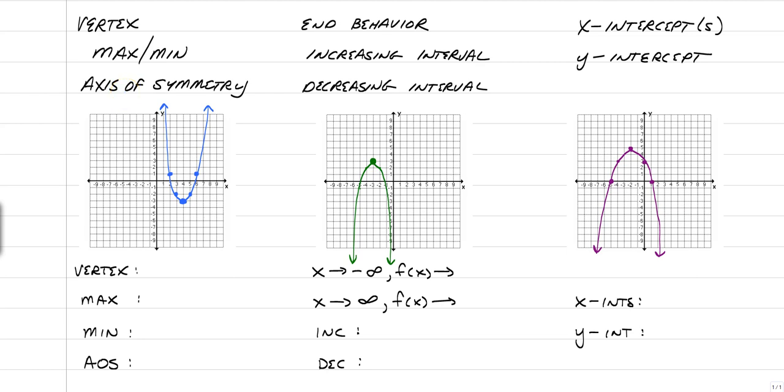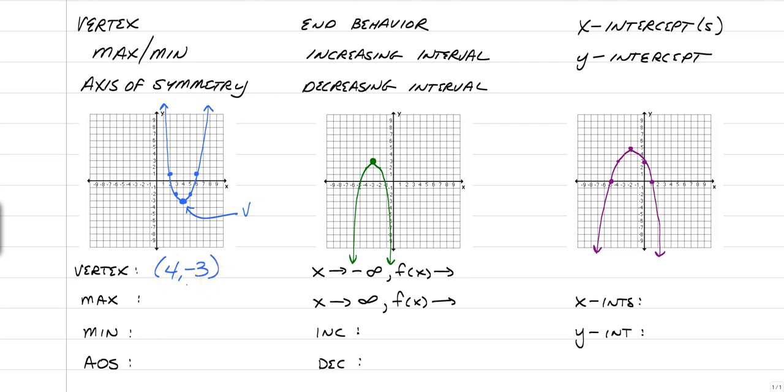A vertex is the point where the graph changes from decreasing to increasing, or if it was upside down, from increasing to decreasing. It's also known as a turning point. So this right here is our vertex, and its coordinate is (4, -3).